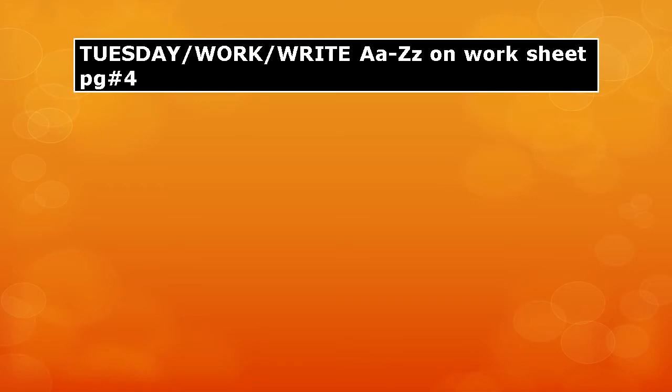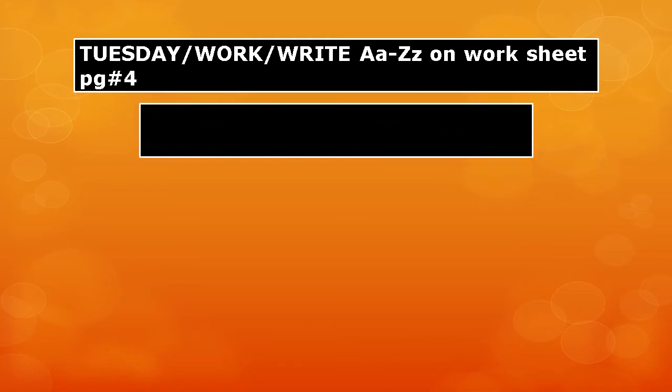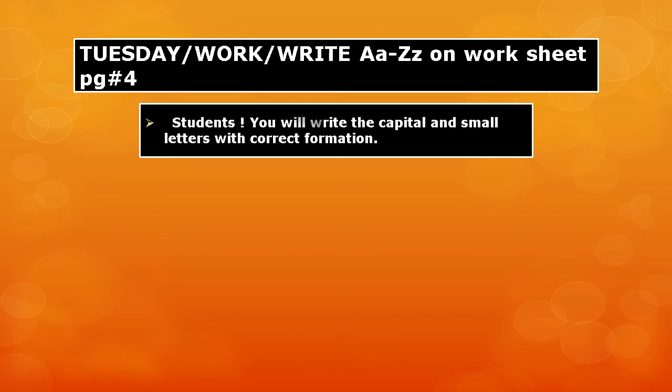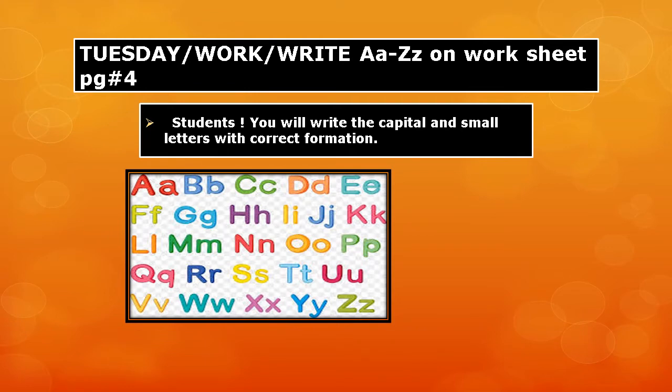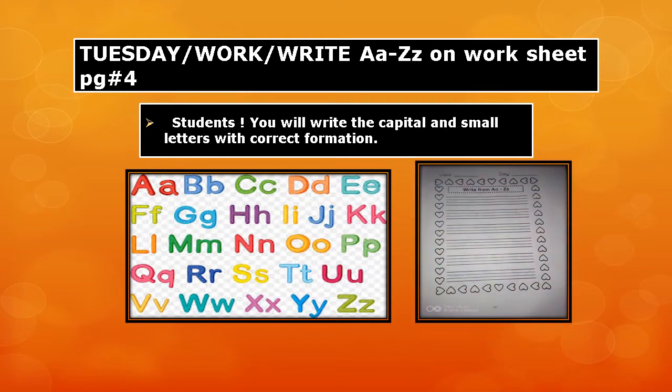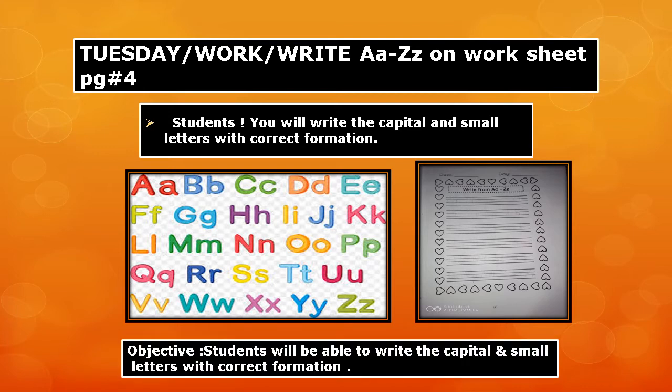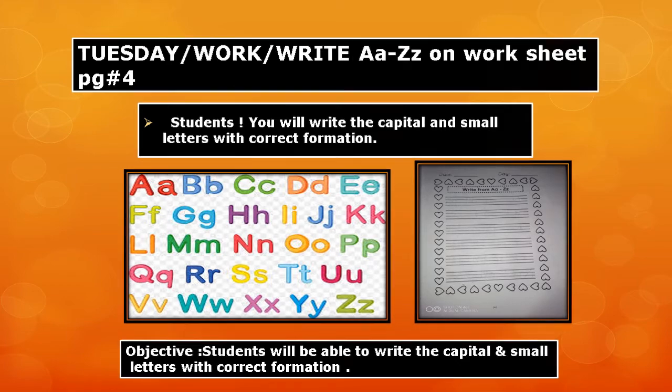Tuesday. Tuesday work, write A to Z capital with the small letters, on worksheet page number 4. So dear student, you will write the capital and small letters with correct formation. You can see this on this map, A to Z capital with a small letter. Then you will open the worksheet page number 4 and write the capital with a small letter. And objective is there, student will be able to write the capital and small letters with correct formation.